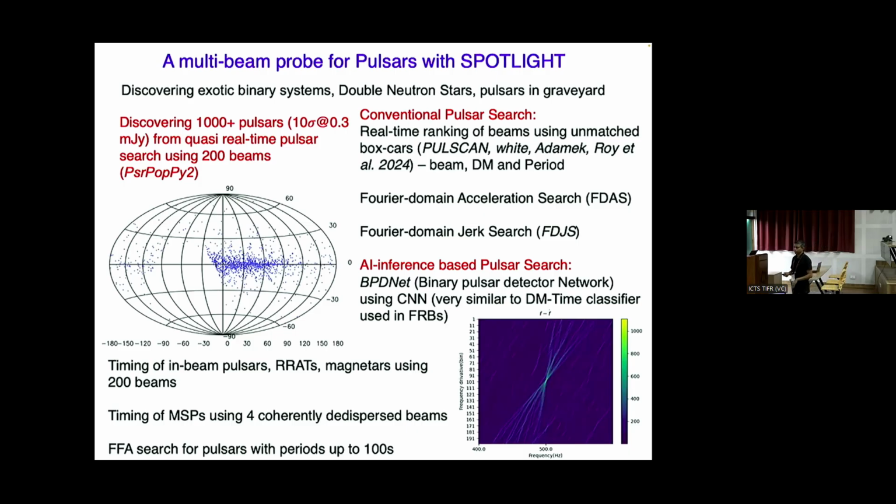We also have 4 coherent dispersed beams getting deployed, which will be helpful for timing MSPs. This beam will not be limited by 1.3 milliseconds. It can go to a much faster time resolution. So if there is an MSP sitting in your field of view, you will be able to time it. All these in-beam pulsars, RRATs and magnetars will be coming out from the 200 beams which will be getting recorded.